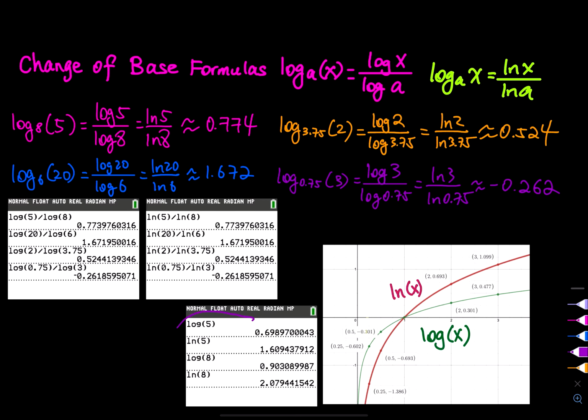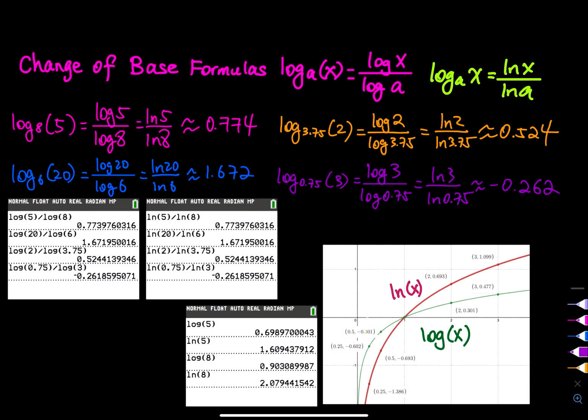So we have log of 5 and ln 5. They are not the same, right? So log of 5 is 0.69 and the ln is 1.60. Same thing for log of a and ln a. They are not the same. And then I have a graph right over there.